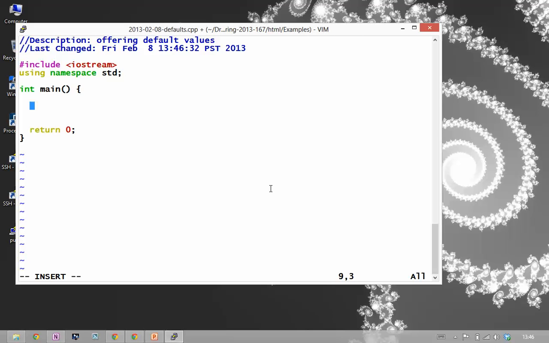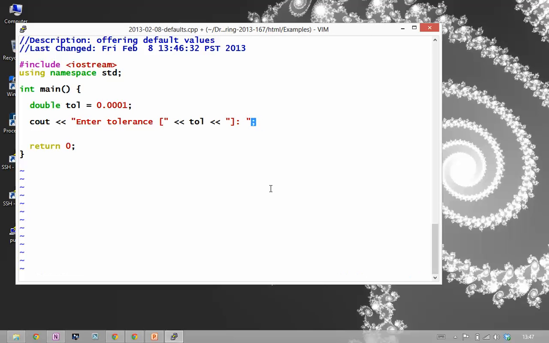Okay, so let's pretend that we have a default tolerance, 10 to the minus 4. And we do something like cout enter tolerance. There's a tradition in Unix to put default values in square brackets. So I'm going to open a square bracket and print out what the current default value is, then close my square bracket and finish the prompt.